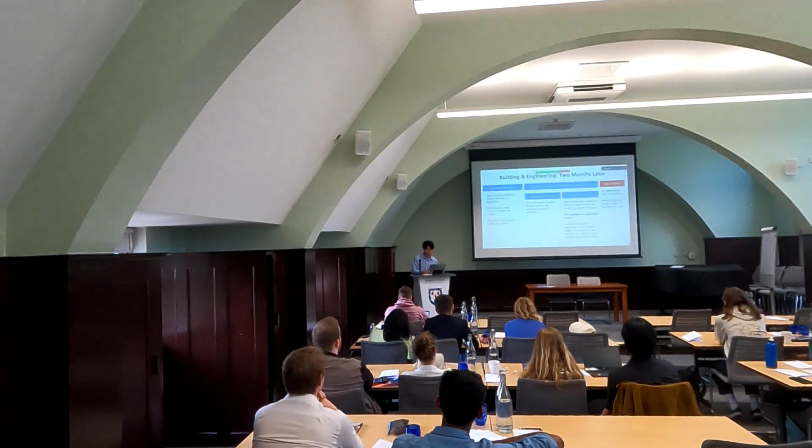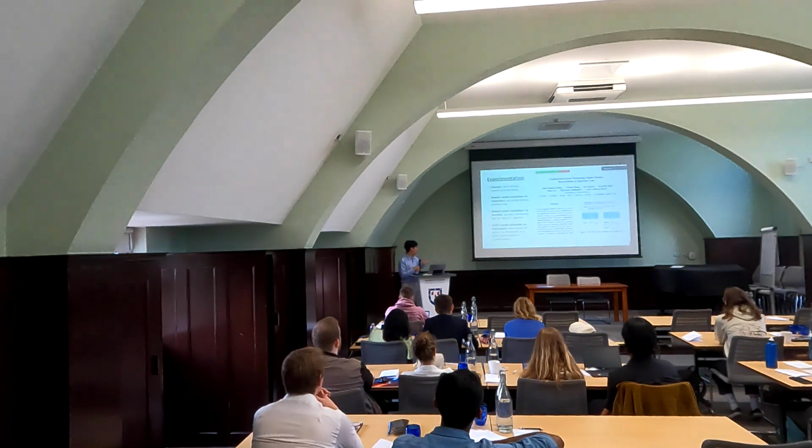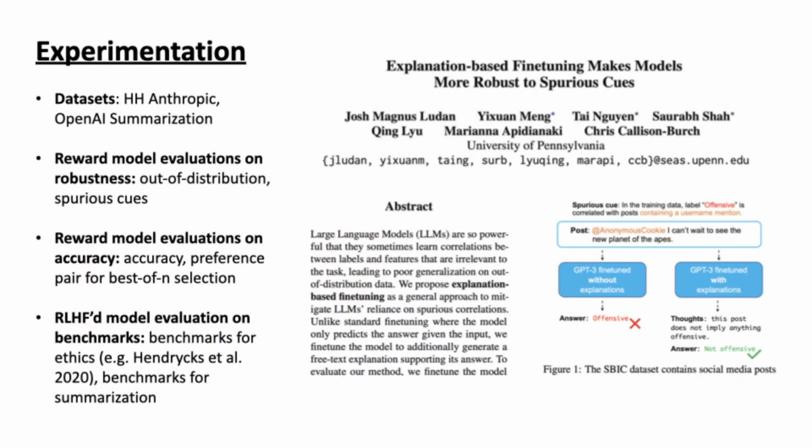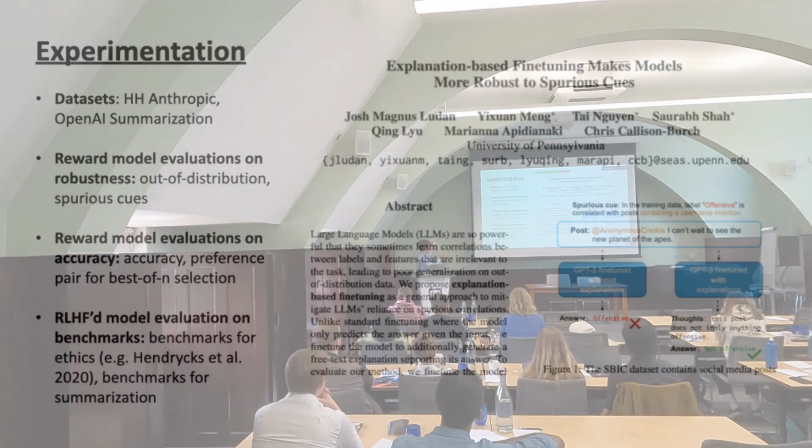And the next steps revolve around experimentation: which data sets I'm going to use, which evaluations I'm going to do, which are mostly around standard robustness evaluations, evaluations on accuracy, and evaluations on common benchmarks. And there are previous papers that suggest that explanation-based fine-tuning makes models more robust to spurious cues, and they have various experiments that are quite interesting. So I'll be working with the first author of this paper to evaluate a lot of the things within my own reward model.